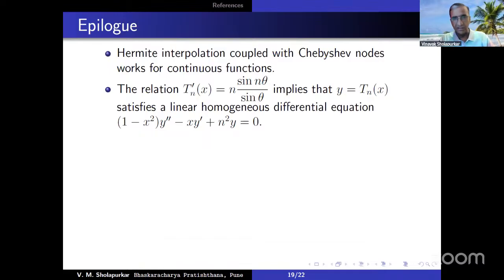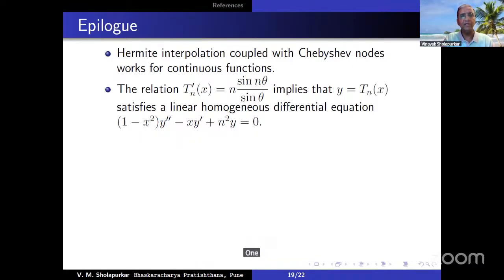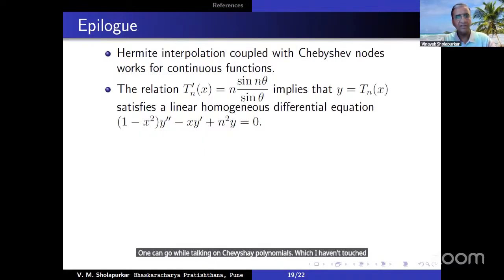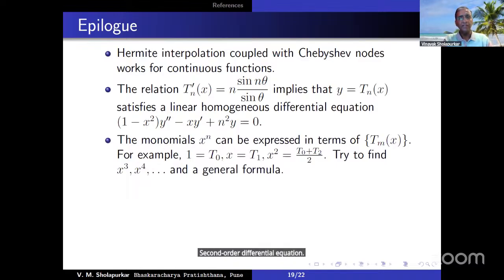Tn dash is like this. So Tn satisfies this ordinary differential equation. This is another direction in which one can go while talking on Chebyshev polynomials, which I haven't touched upon today. This is a second order differential equation. Then the monomials can be expressed. And there is something called the process of economization, which I also cannot talk about in this lecture.